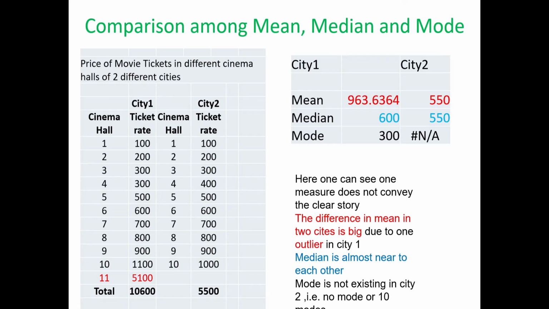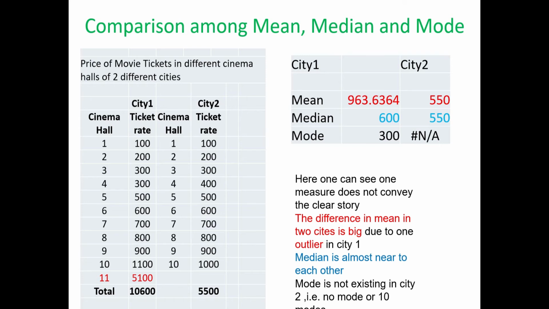So now we compare city 1 and city 2. The mean of city 1 works out to be 963.6364 and city 2 is 550. So just see, the difference in mean is very big in the two cities. But why is it happening? Only due to this one outlier, 5100. This spoiled the whole game. So due to this outlier, there is a big difference in mean.